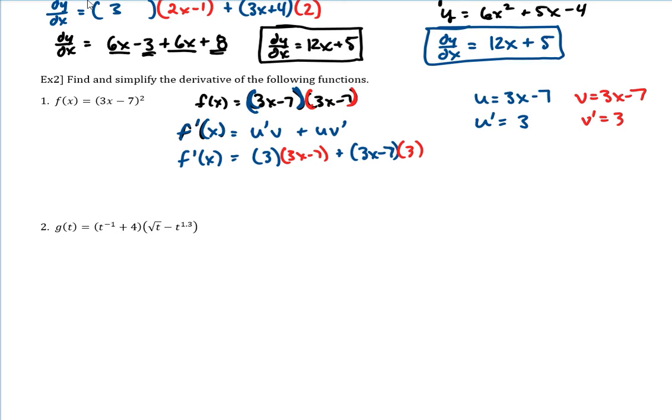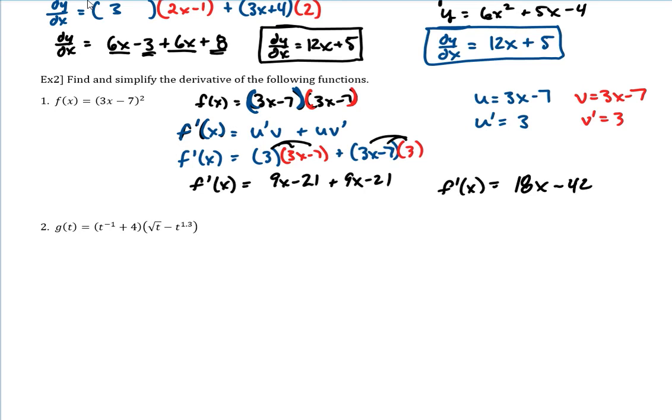Very similar to before, we would take the 3's and distribute. So this 3 distributes, this 3 also distributes. So we'd have f prime of x is 9x minus 21, and then plus 9x minus 21. And so for our final answer, f prime of x, 9x plus 9x is 18x. Negative 21 minus 21 is minus 42. There we go, done.